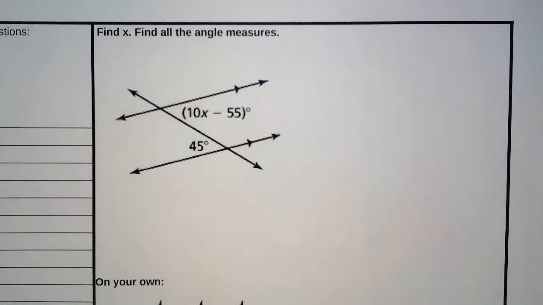Find x and find all the angle measures. Step 1, are they congruent or are they supplementary? If I'm looking at them, they are alternate interior angles.